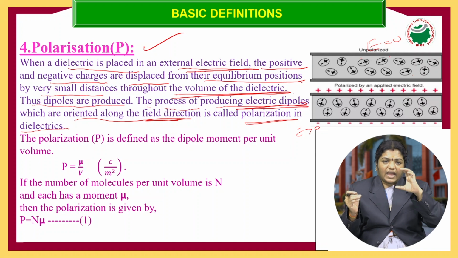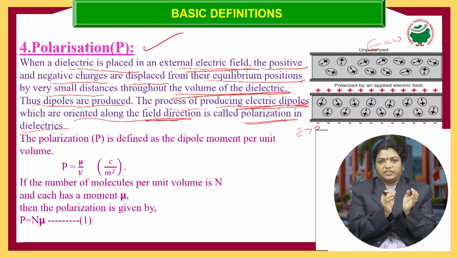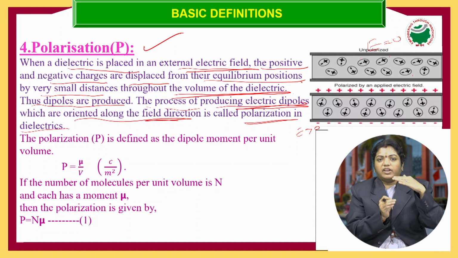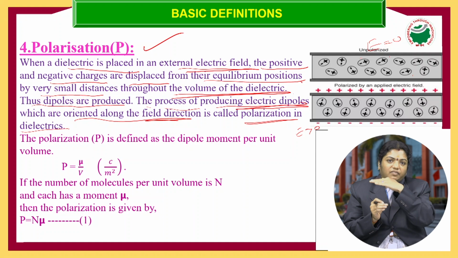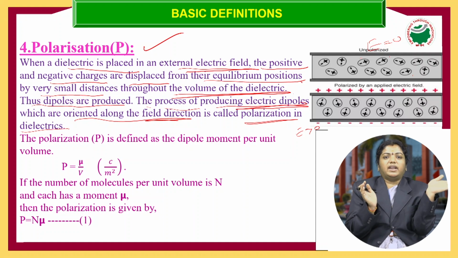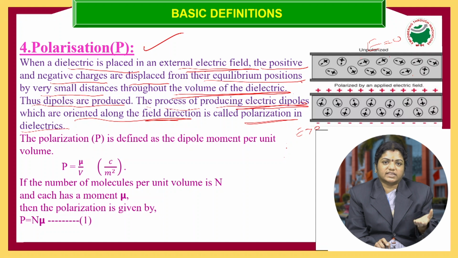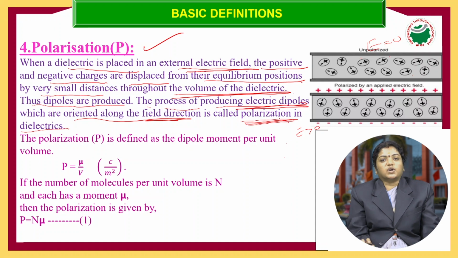All atoms or molecules are in equilibrium position without an electric field. Whenever you apply the electric field, what happens? Along the field direction the positive charge is displaced, and the negative charge is repelled opposite to the field direction. Then that is called an electric dipole. In the presence of the external electric field, the dipoles are created. So this process is called polarization.